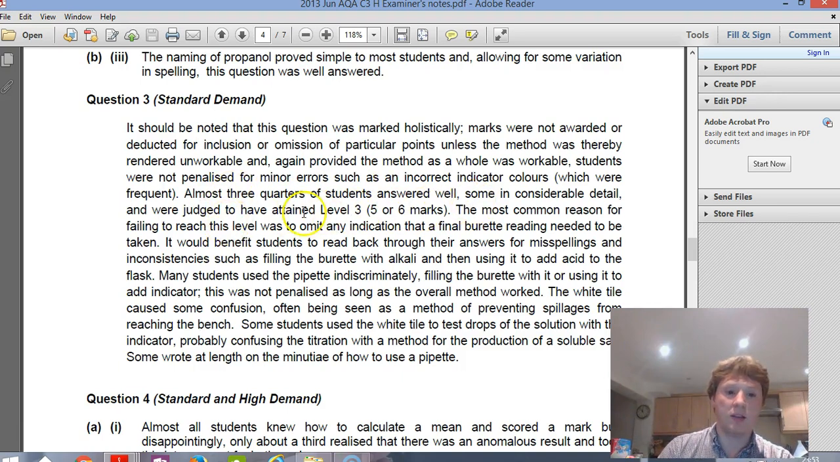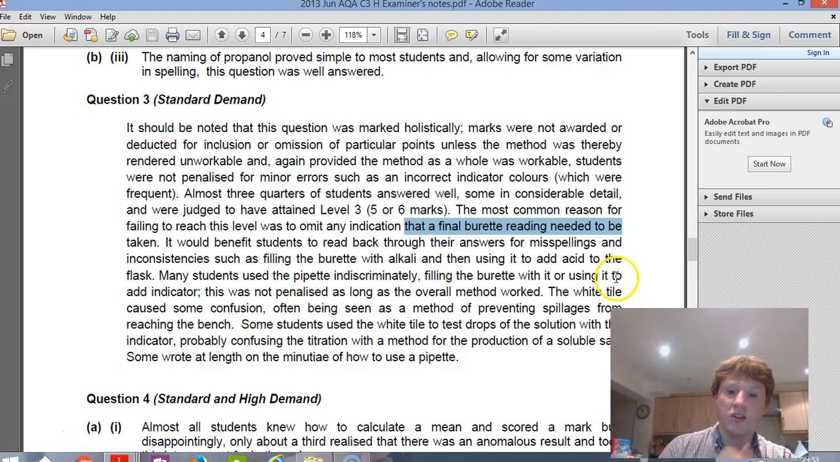Three quarters answered well. Titration is a very classic experiment. The most common reason for losing marks is failing to indicate the final burette reading. So you need to say there's a reading to get more than 2 marks. Read back through your answers for misspellings and inconsistencies, such as filling the burette with alkali and then using it to add to the acid in the flask. Many people use the pipette indiscriminately, using the burette with it. You don't need to use a pipette to fill a burette, it's already got measurements on it.